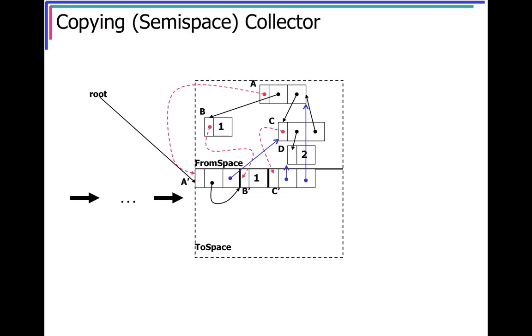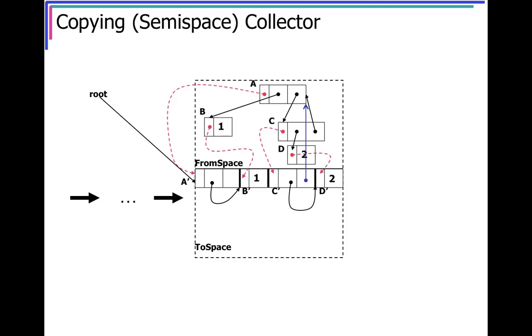Since we've copied byte for byte all of C, the fields of C prime point to the same addresses as the fields of C do. We then chase C's children, in this case D. We copy D to D prime, and we put D prime's address into the header of D. We copy D byte for byte, so its scalar value is 2, and we have no children to chase because it has no fields that have references in them. So we're going to recurse backwards.